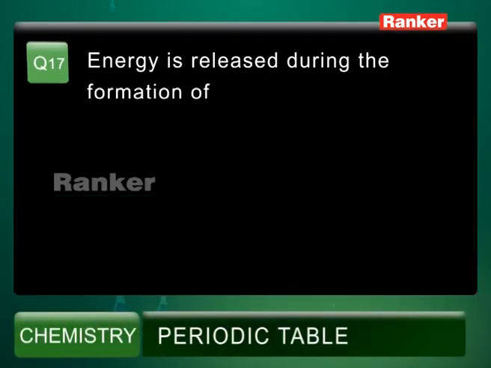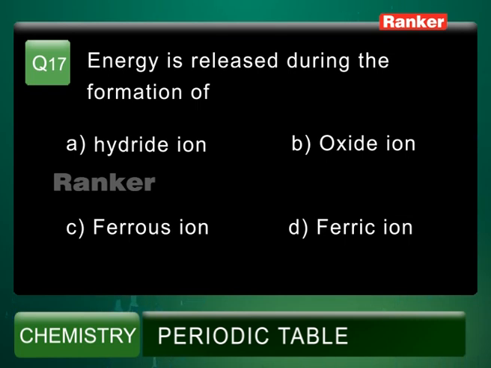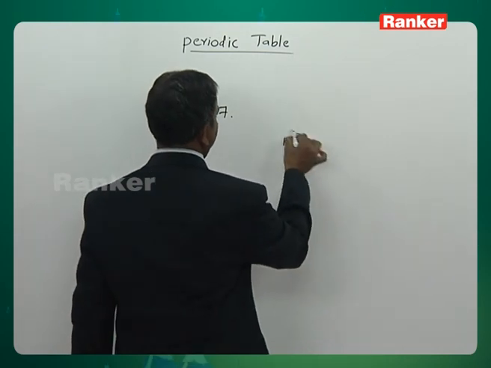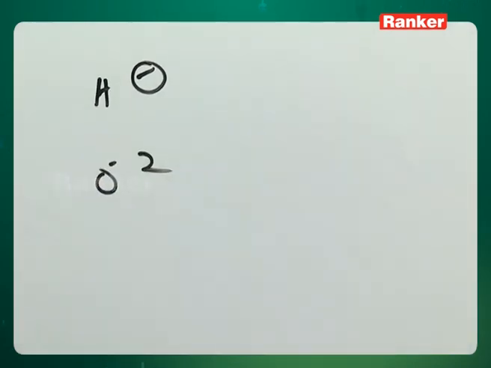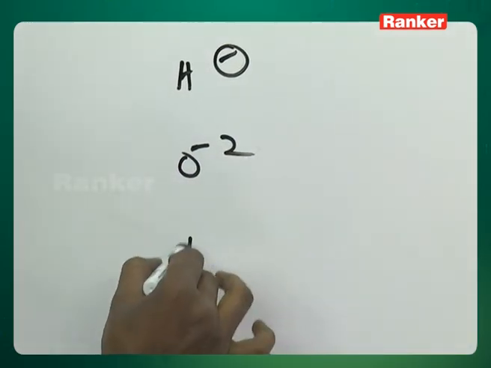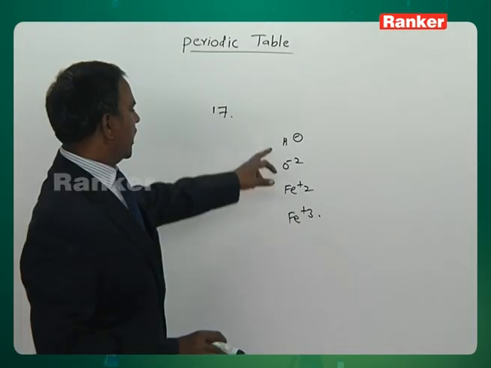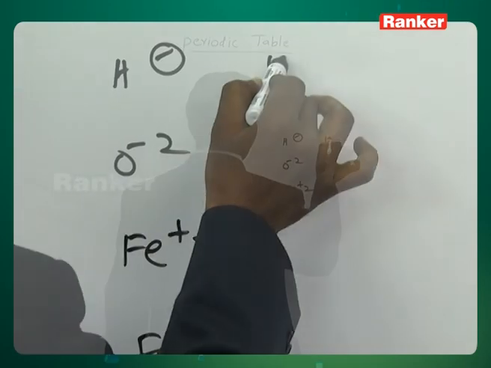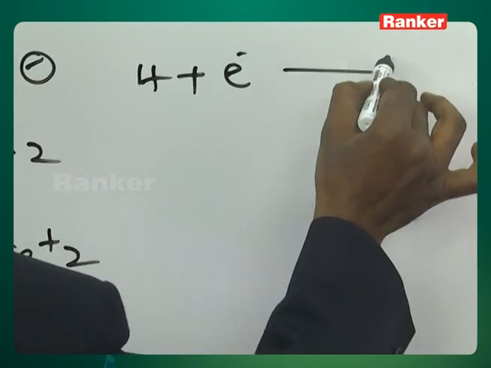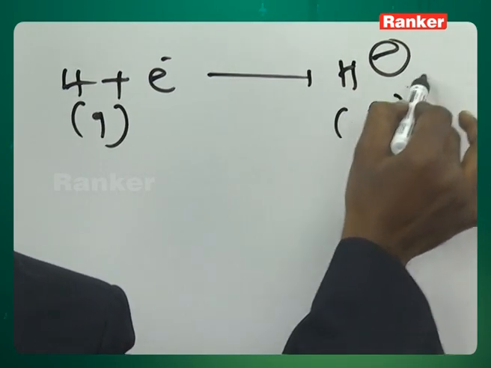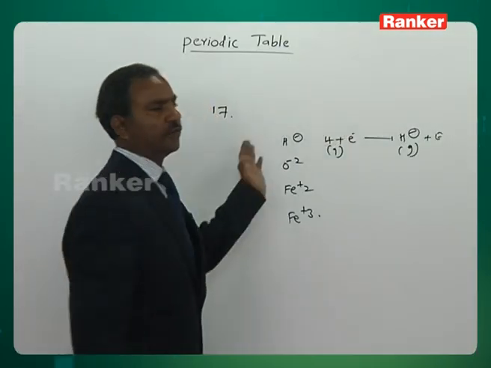Question number 17: energy is released during the formation of a hydride ion, an oxide ion, a ferrous ion, a ferric ion. The first one is the hydride ion, H minus. Next, oxide ion O minus 2, ferrous ion Fe plus 2, and ferric ion Fe plus 3. Whenever H is converting into H minus, you are adding an electron, and in the gaseous state the energy liberated we call electron affinity.